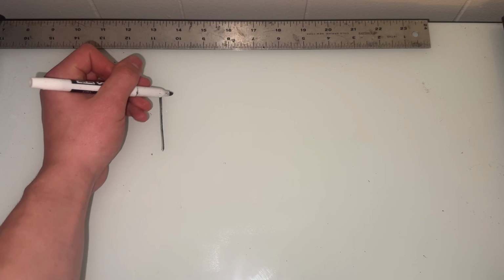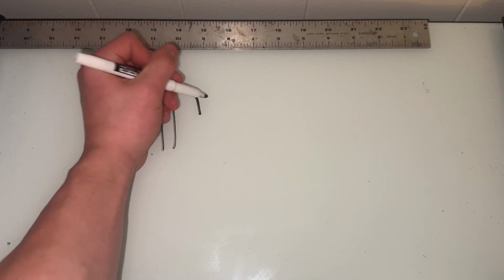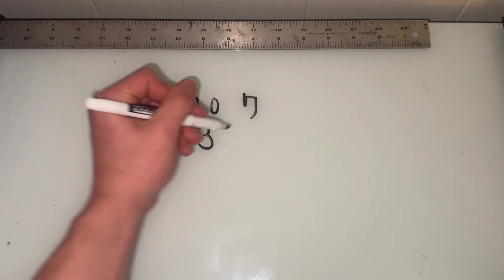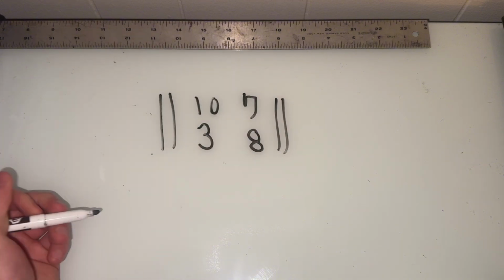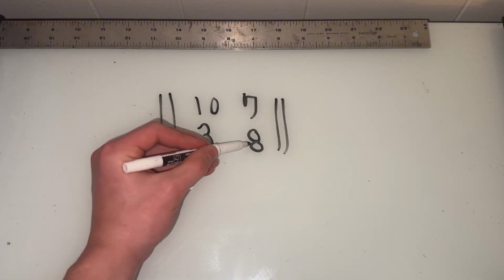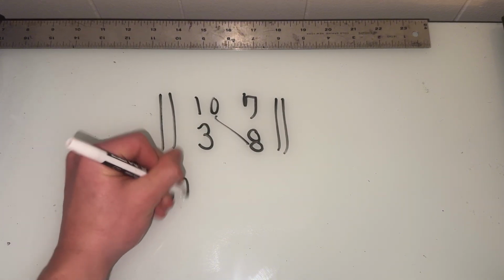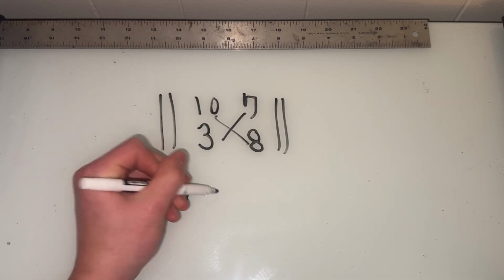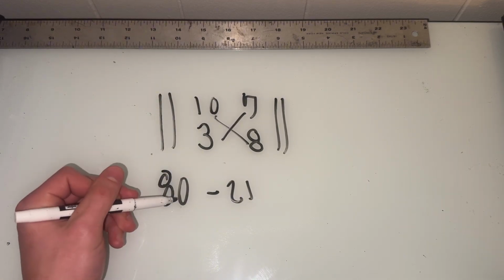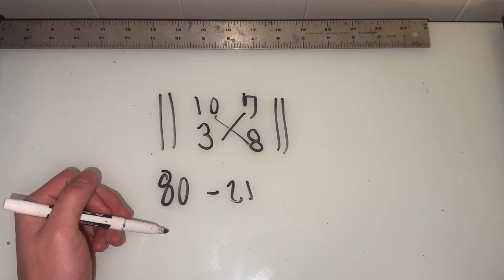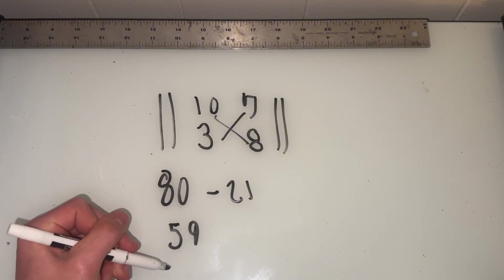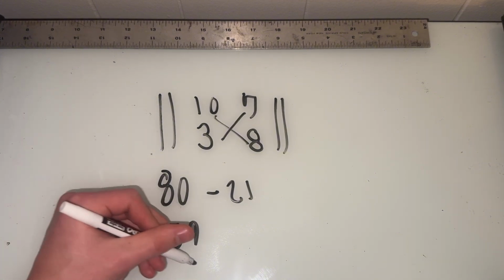The next matrix I'd like you to compute is this one. All right, so first, this diagonal, 80 minus 21. 80 minus 21 is equal to 59. So the determinant of this matrix equals 59.